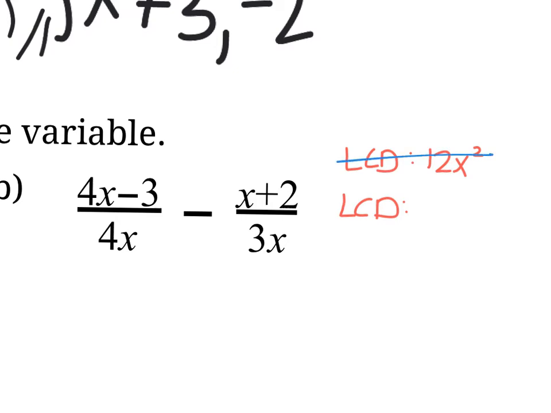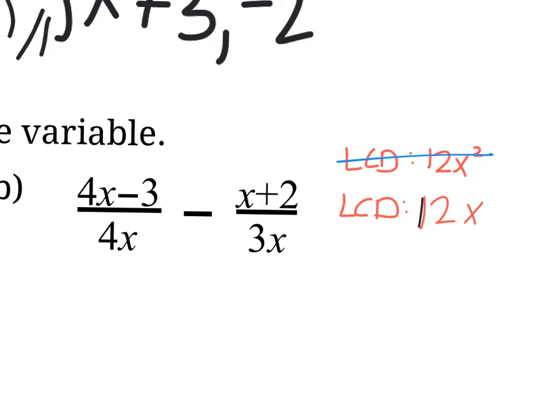So let's deal with the number first. What's the lowest number that I can make 4 and 3 into? If you count by 4s and count by 3s, the lowest number, or coefficient, we can come up with is 12. But how about the letter? This one has x and this one has x. So what if I just make the lowest common denominator 12x?